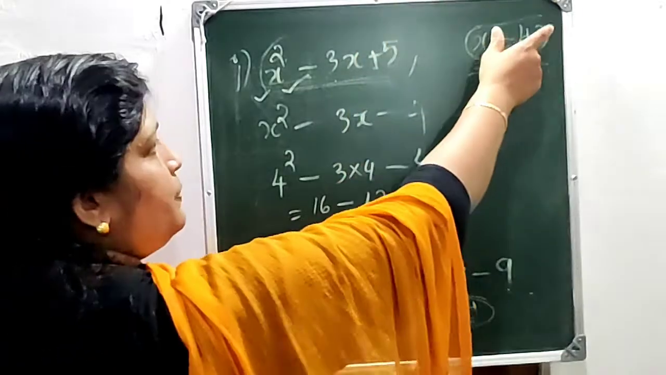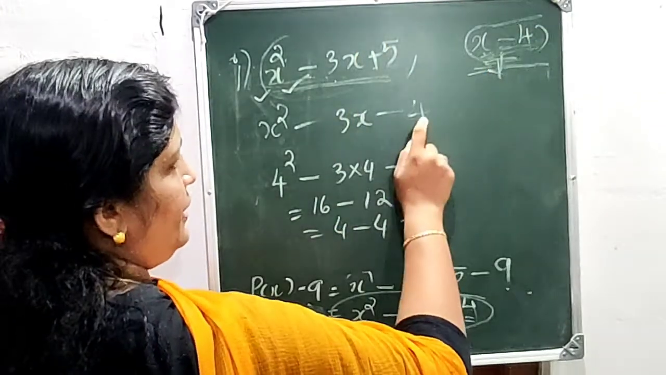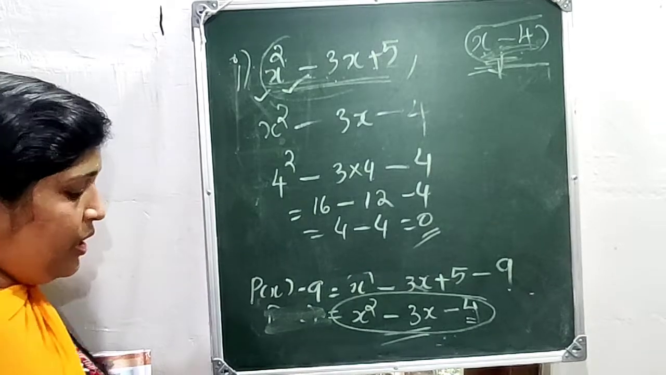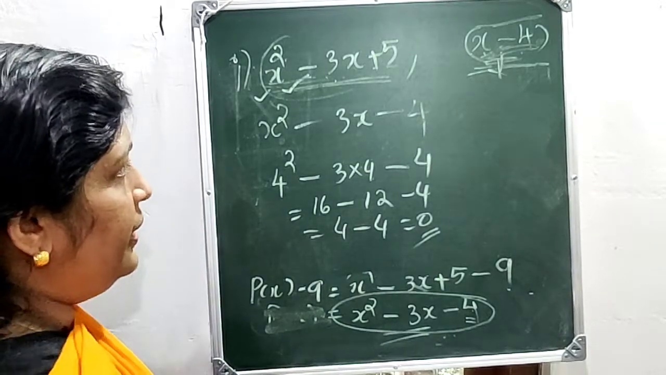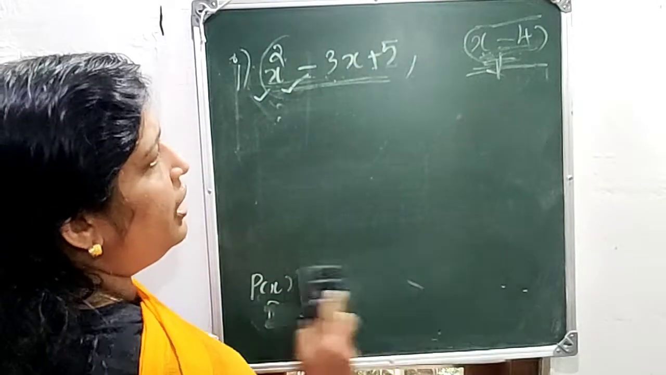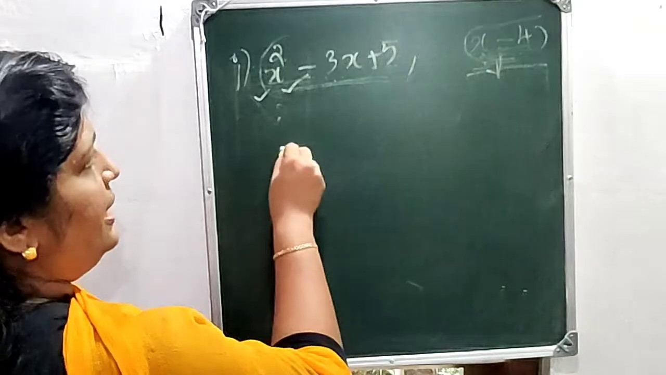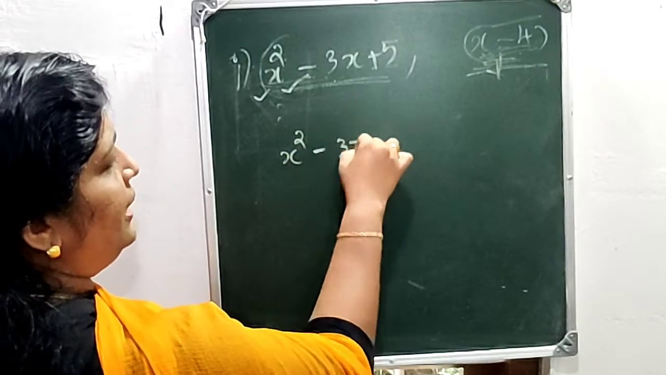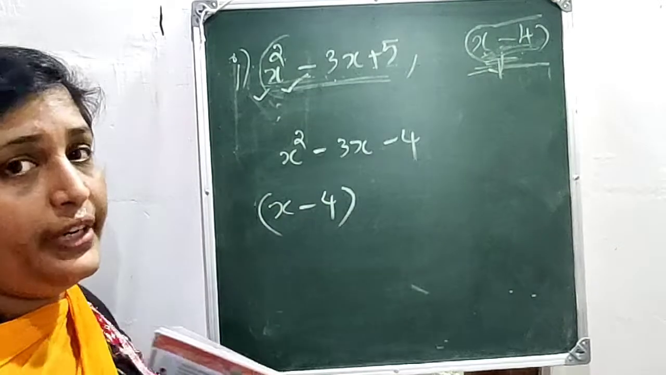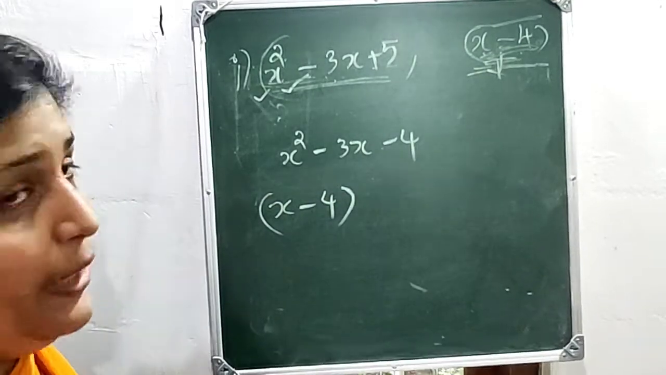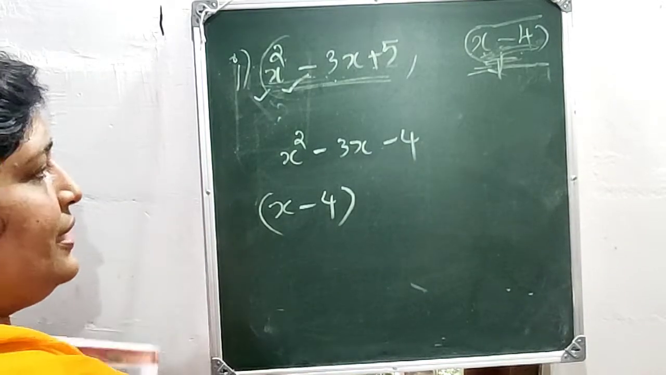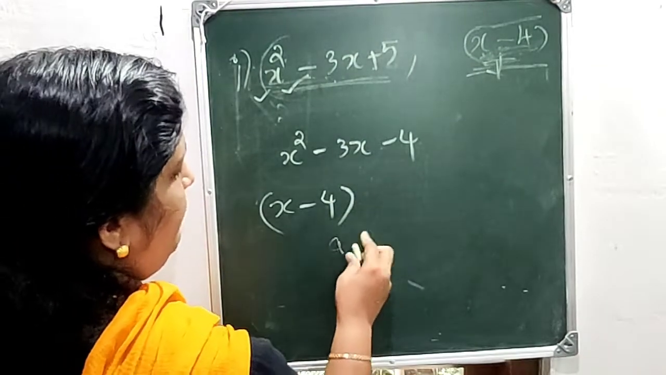Okay, to make this a factor, we need to subtract p of 4 from this polynomial. And we need to find out the second factor. We can see that x minus 4 is one factor of x square minus 3x minus 4. We need to find out the other factor, as we did in the problems in the last exercise. Here, what is a plus b?